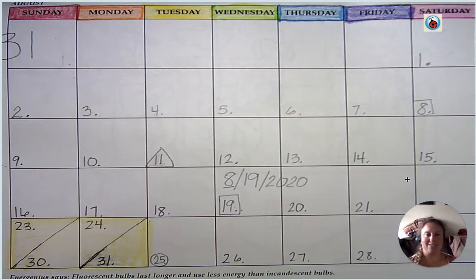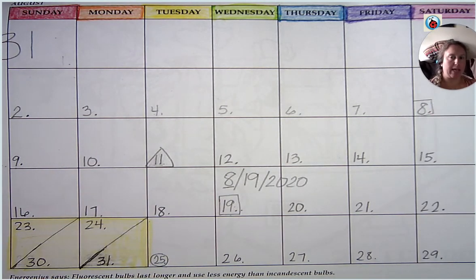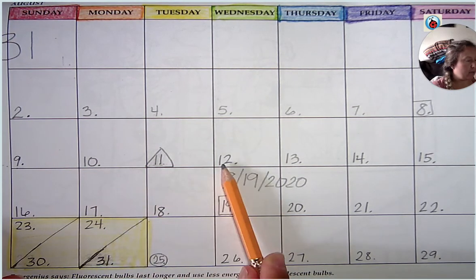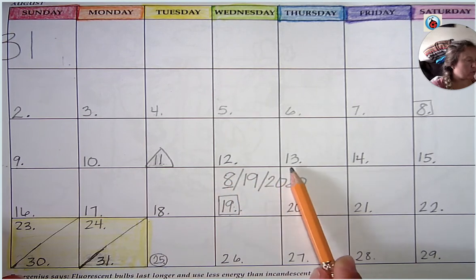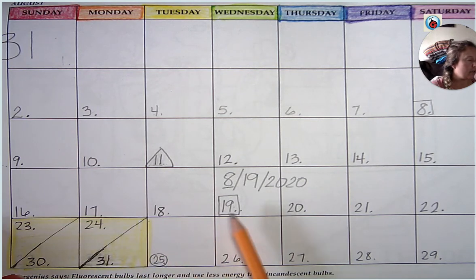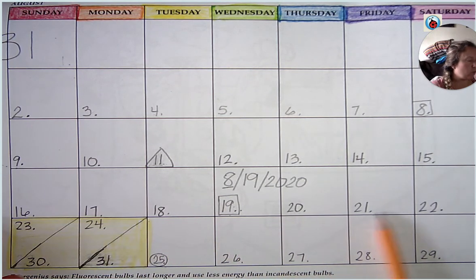And we're back. Okay, so you may have noticed that this got tricky. What we did was we did 10, 11, 12, 13, 14, 15. Then we went all the way back over to the left, 16, 17, 18, 19, 20, 21, 22.